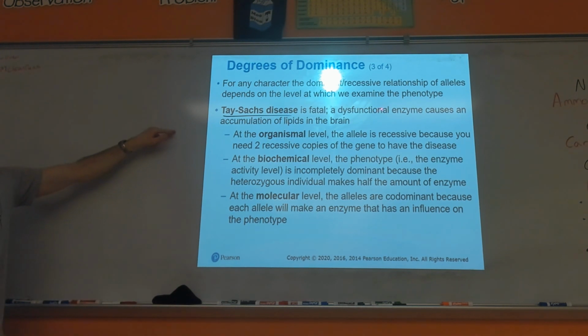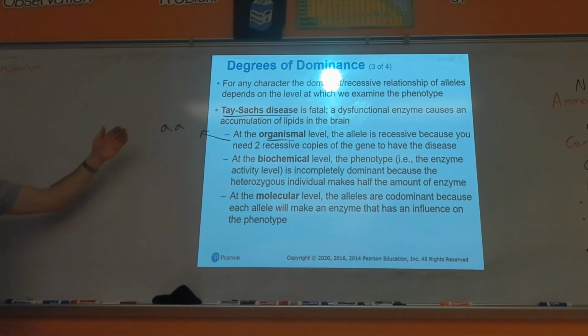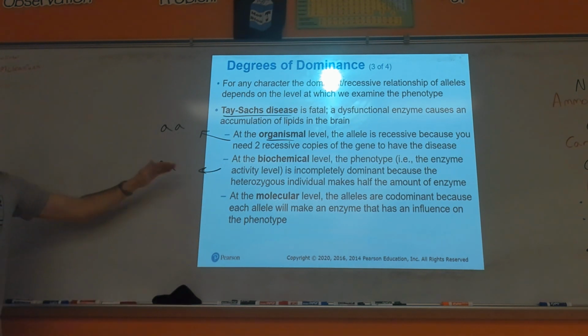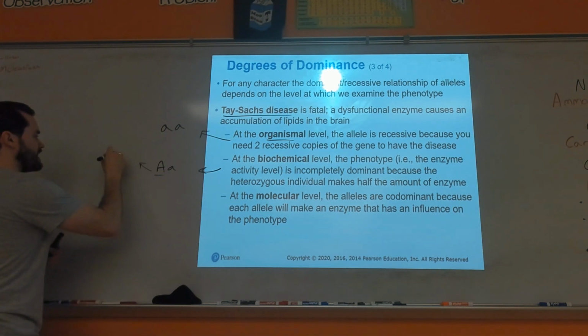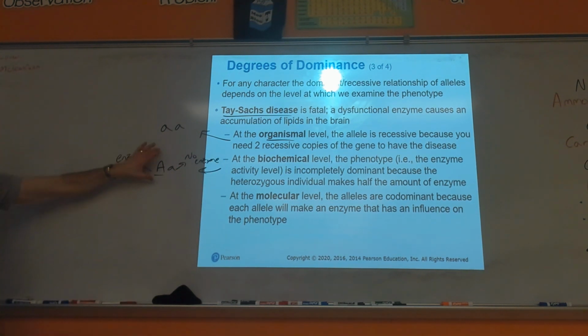Well, in Tay-Sachs disease, there's a dysfunctional enzyme. If you're looking at just the organismal level, in order to have Tay-Sachs disease, you would need 2 recessive copies of that gene. So we call you homozygous recessive. Now, if we're talking about the biochemical level, we would say if you're a heterozygous individual, big A, little a, you would technically be incompletely dominant. The dominant allele would make an enzyme that works, the recessive would make no enzyme. Overall, the reason this is incompletely dominant is that the individual would appear somewhat normal. They would have half the normal enzyme level of a person that had just 2 big A's, 2 functional copies of that gene.